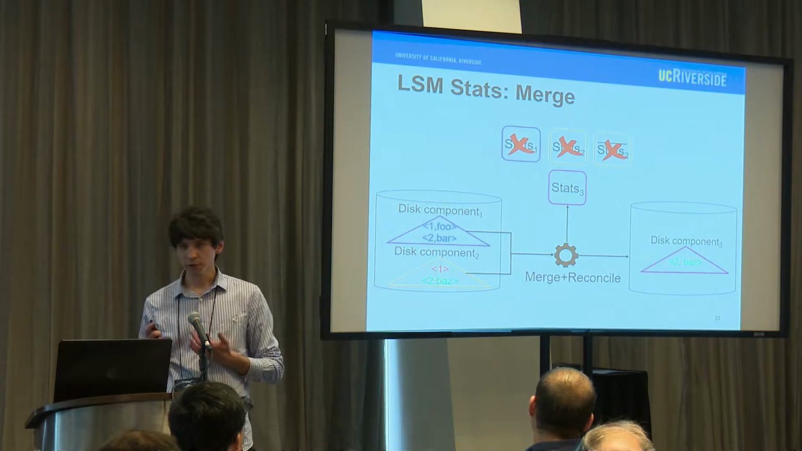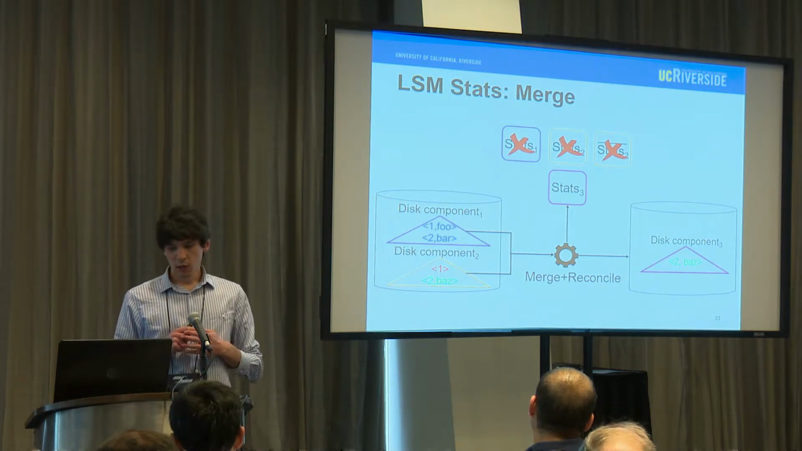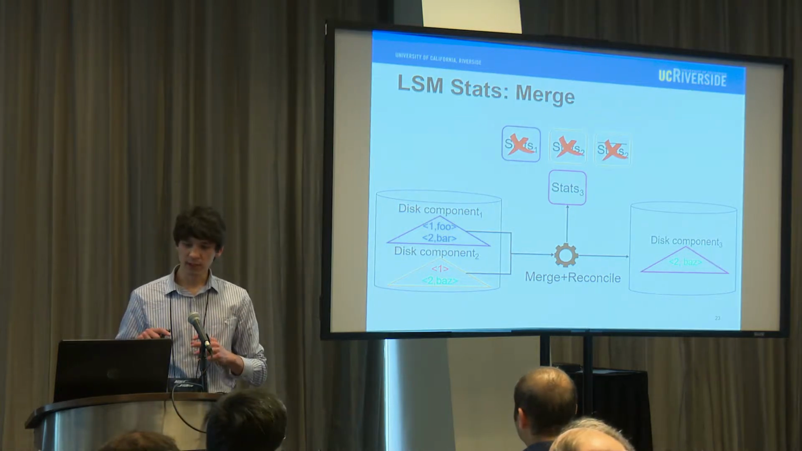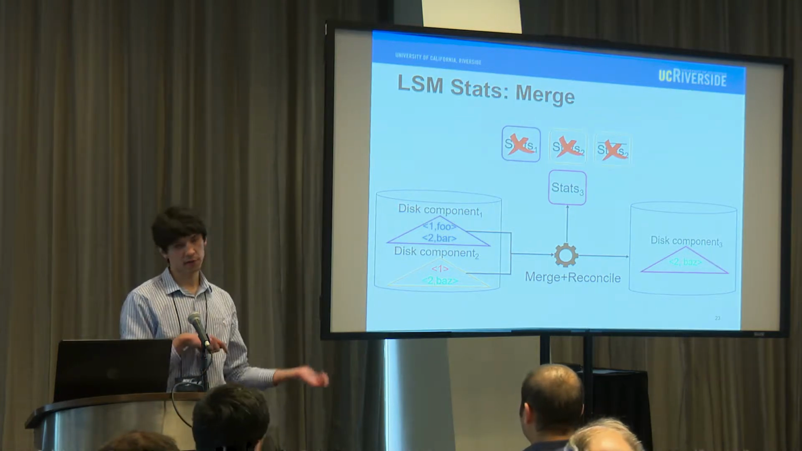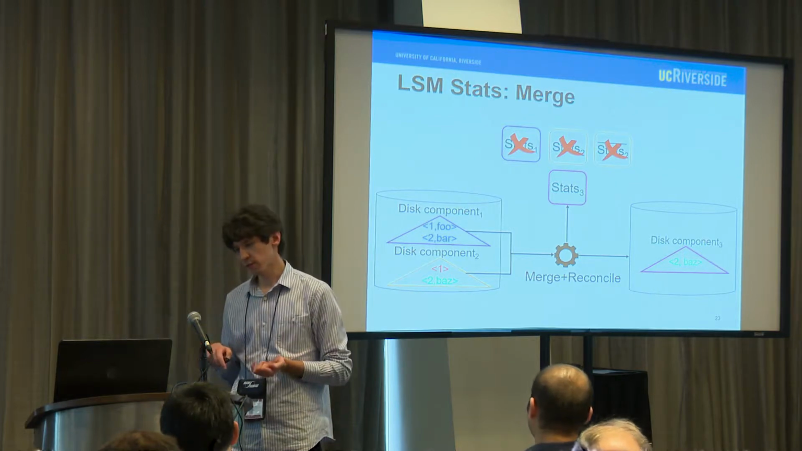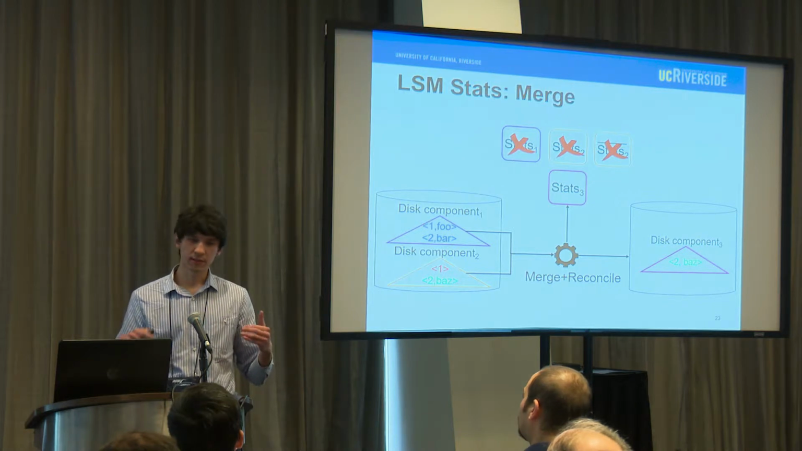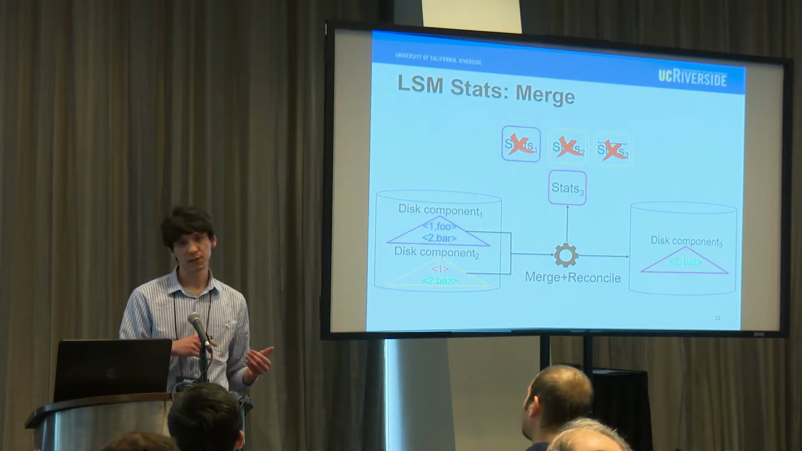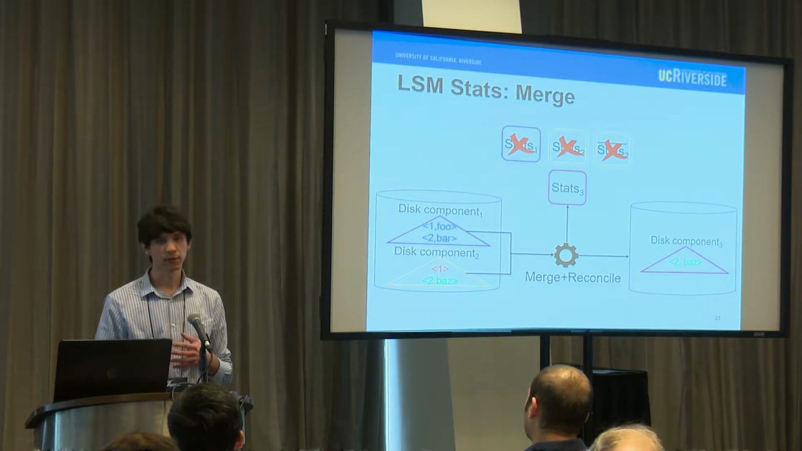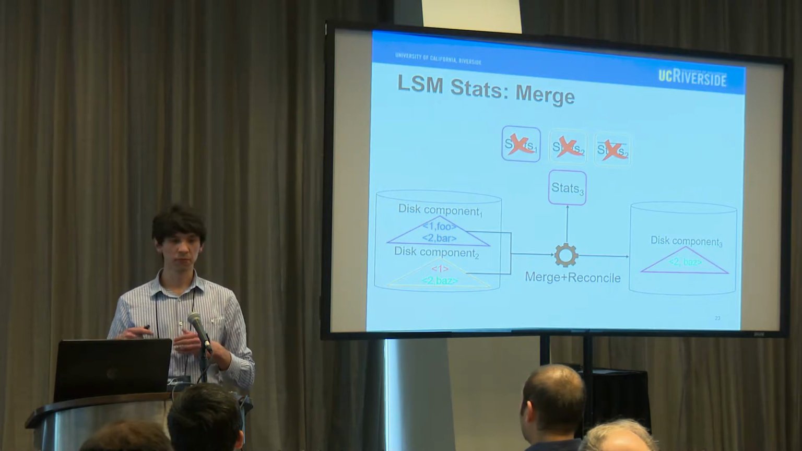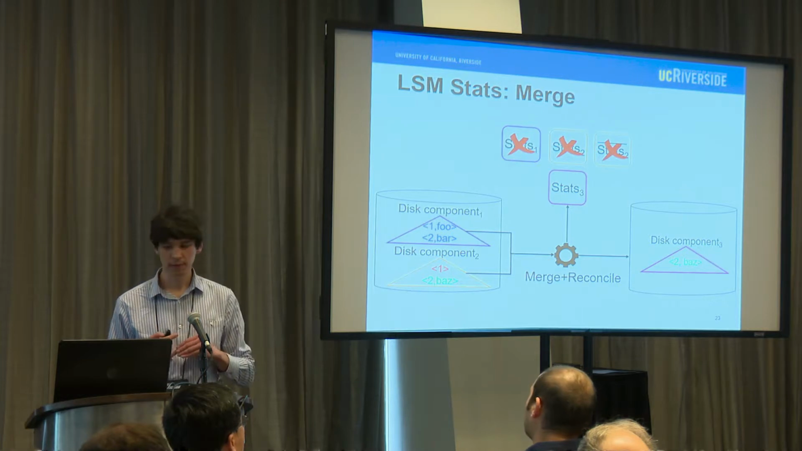And each of those produces its own piece of statistics. During the merge, what we do is create the new statistics on the merged component and discard the old ones. The reason for that is that the system already does this merge and reconciliation anyway. So again, we have this stream of records which are already reconciled, and we can tap into that stream and produce a new piece of statistics. That also helps us get more accuracy.